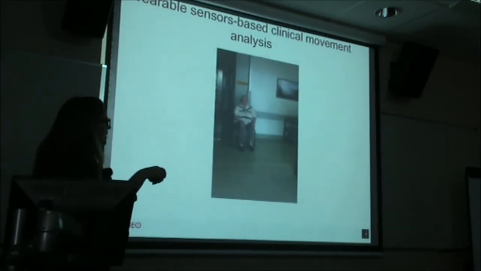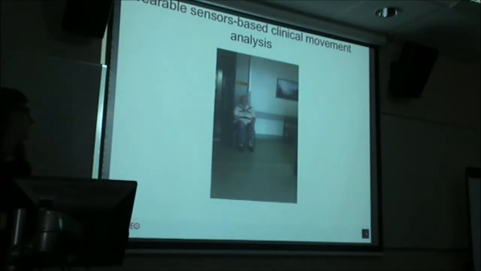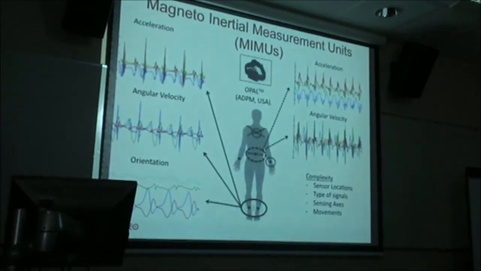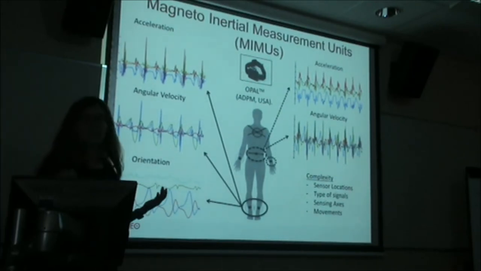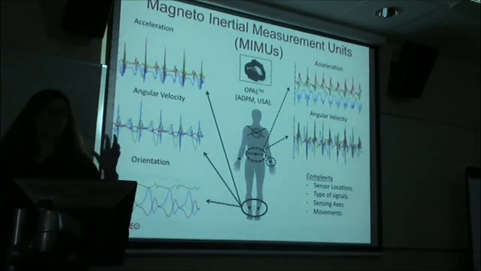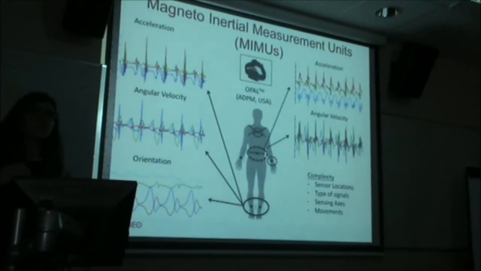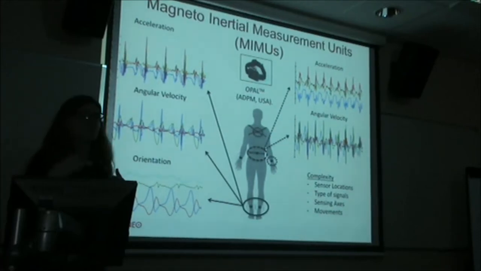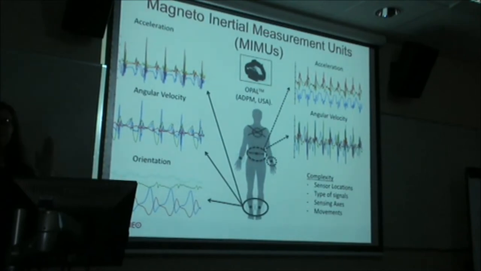And as you can see, normally sensors are placed all over the body of the patient. The sensors you saw in this picture are just an example. Of course, there are plenty of different kinds. These are able to measure three different kinds of information. The acceleration, which describes basically all the movement that happens in association to a linear displacement.